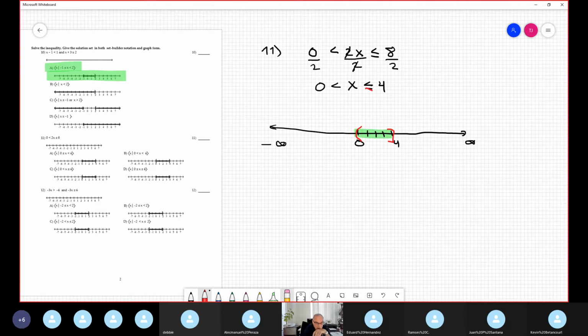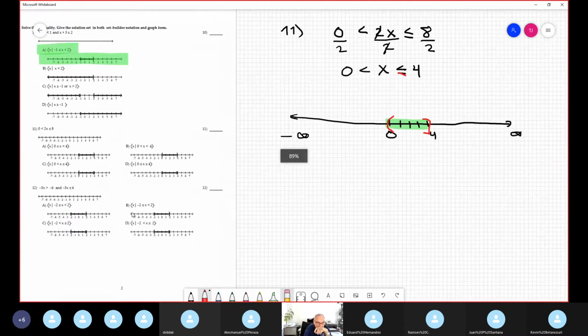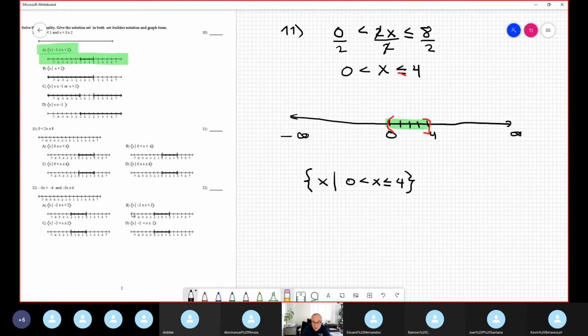Okay, help me, guys. I am not good. Wait. You said they also want the set-builder notation. Set-builder notation is: open the curly bracket, you put the name of the variable such that, and you copy that: 0 less than x less than or equal to 4. Okay, these are the two answers we need.